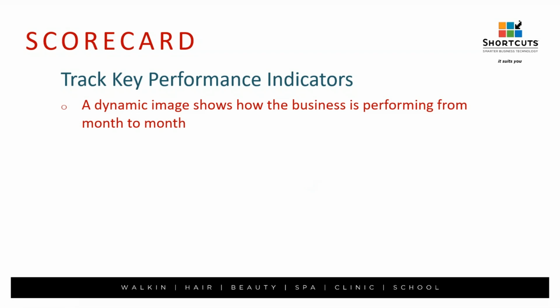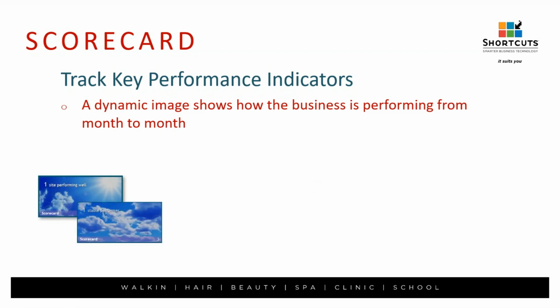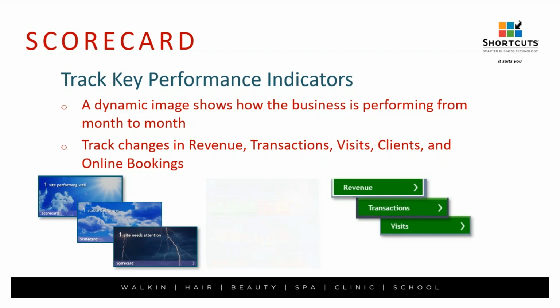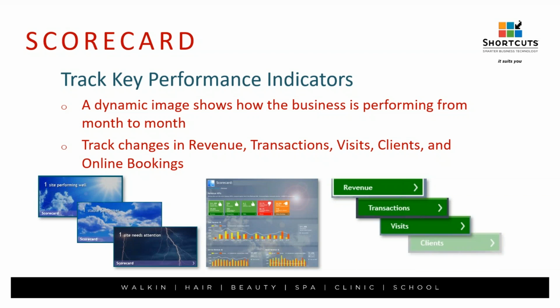So what the scorecard is designed to do is actually give you a monthly snapshot of how your business is trending. So the first thing you'll notice is the graphic that's on there. A cloudy sky, a sunny sky, or sometimes a sky with lightning bolts. That graphic actually changes from month to month depending on the trends. So if it's a bright sunny sky, that actually means the majority of your business details are trending up. They're growing from month to month.